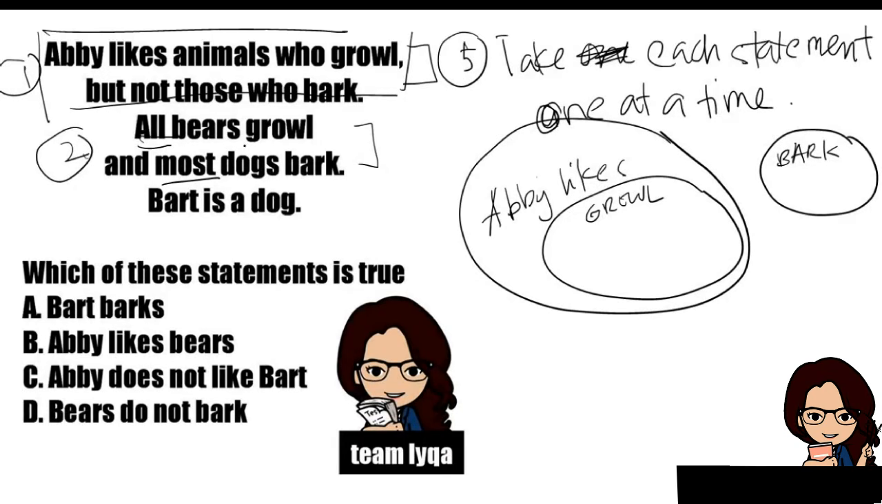Okay? Ngayon, pag sinabing all, okay, all bears growl, ibig sabihin, out of the animals who growl, kasama yung buong bilog ng bears. Make sense? Okay ha? Again ha? May listahan ka na animals who growl. Dahil all bears growl, yung buong bilog ng bears ay nasa loob ng bilog na growl, which so happen na nasa loob din ng bilog na Abby likes. So, things that Abby likes, pasok ang growl, pasok doon ang bears. Okay? And most dogs bark.